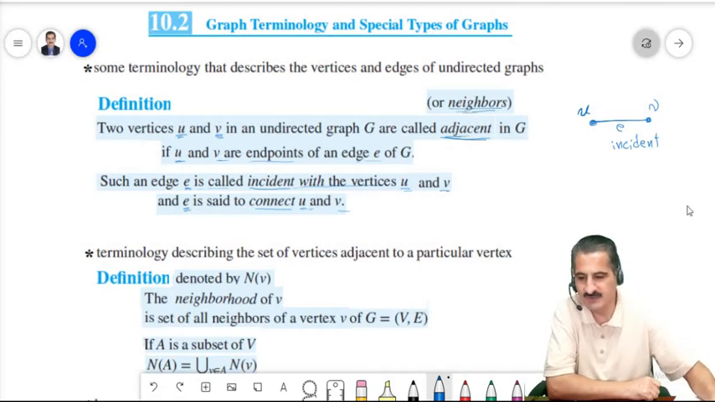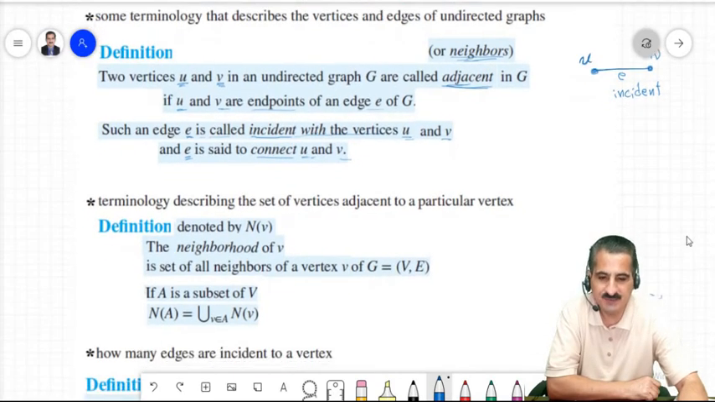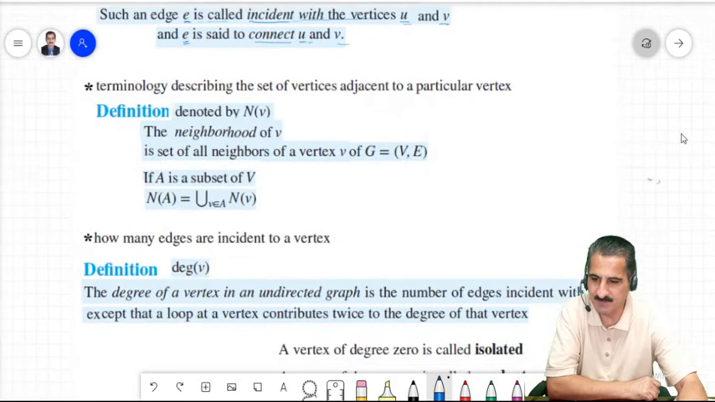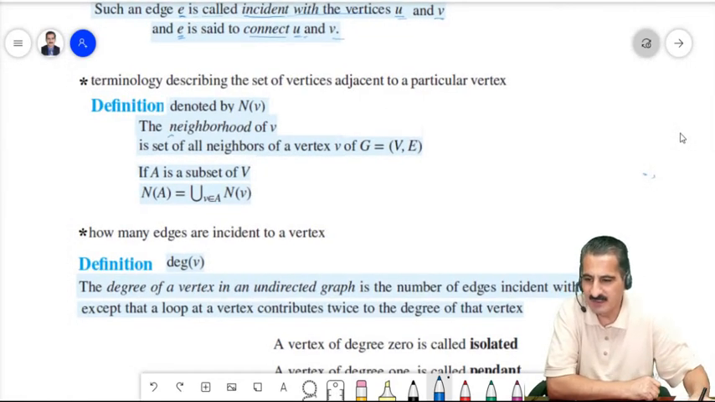We will use now the so-called neighborhood. For every vertex there is a neighborhood. The neighborhood of a vertex V, denoted N of V, is the set of all neighbors of the vertex V in this graph.